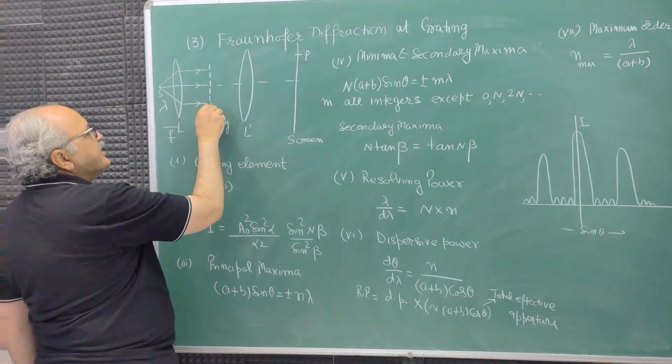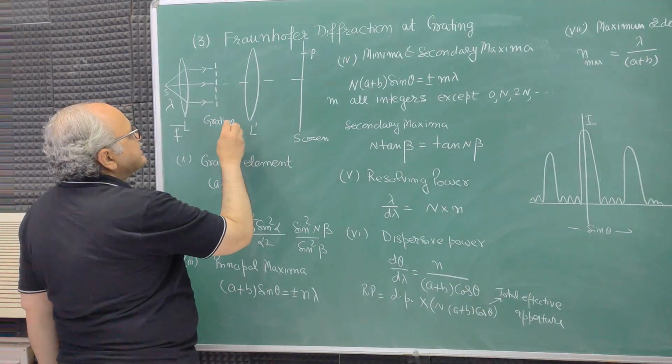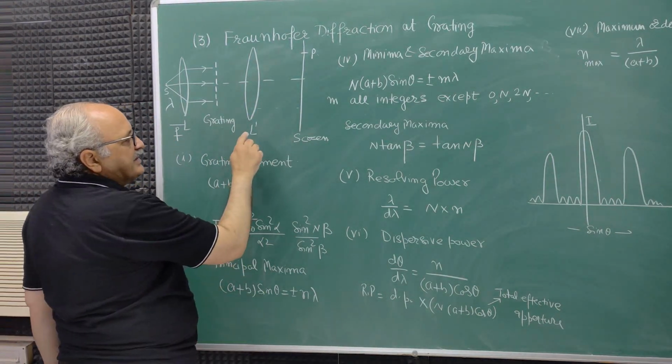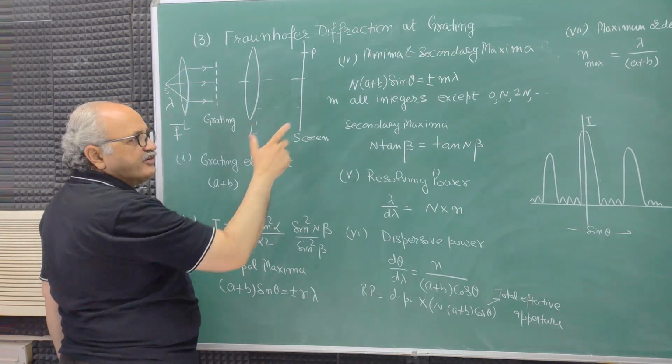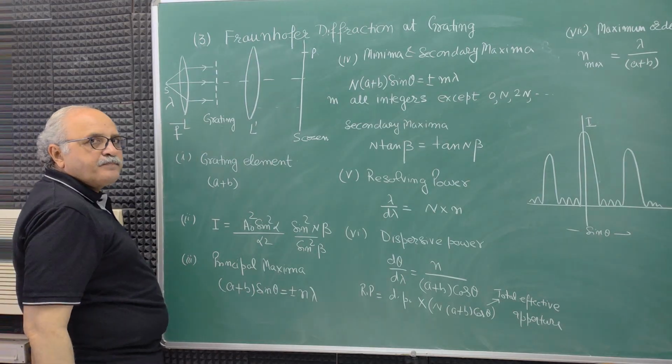Then this is a grating which is kept perpendicular to it. And another lens, which again has a focal length equal to the distance between the lens and the screen, so that we get the pattern. So this is known as the grating element.